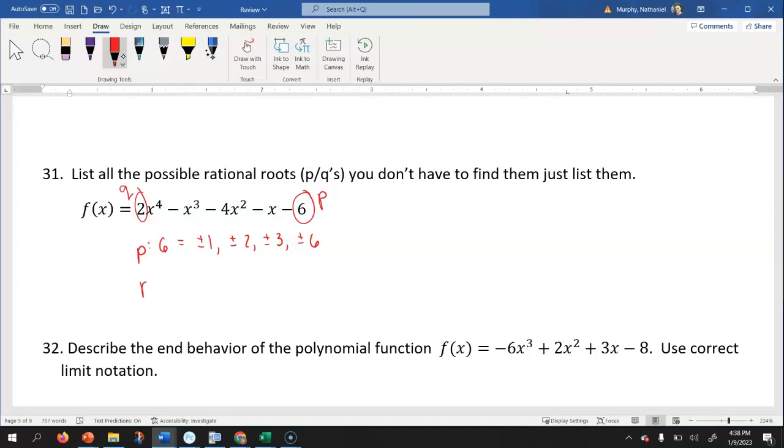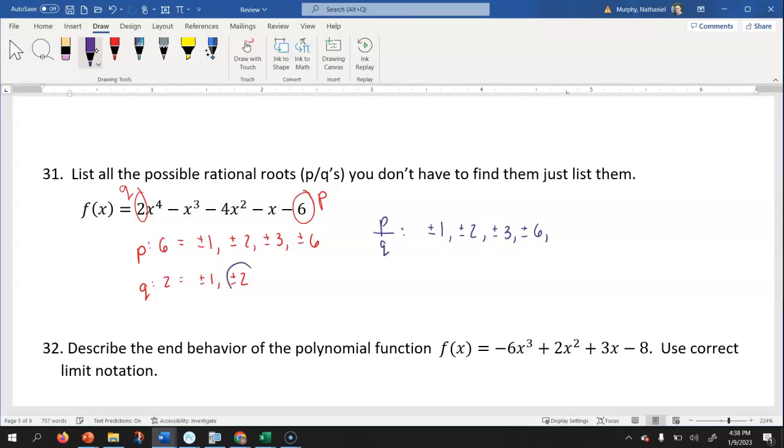Now let's look at the factors of 2. Plus or minus 1, plus or minus 2. So now we're going to write the ratios, represent these as a ratio of P over Q, and all the possibilities here. I'm going to start with 1 in the denominator. So we'd have 1 over 1, which is just 1. 2 over 1, which is just 2. 3 over 1, which is obviously just 3. And 6 over 1, which is just 6. So those all have 1 in the denominator.